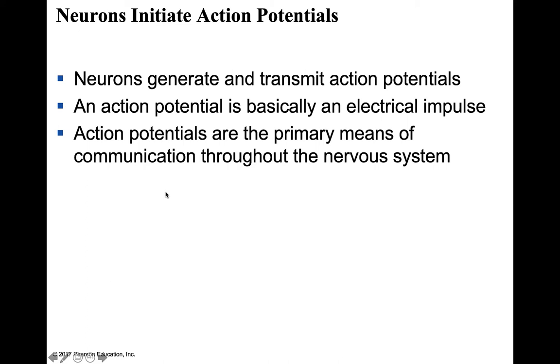Now, when we talked about neural tissue previously, there are two general cell types. We have neurons themselves, and those are the cells that are responsible for generating electrical signals. And then we have the support cells, which were the glial cells. Now, when we look at the neurons, once again, they're characterized by generating what's known as action potentials. An action potential is the electrical signal that's generated by neurons. And so the generation of these action potentials is the primary means of communication throughout the entire nervous system.